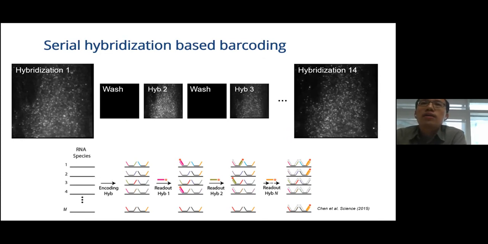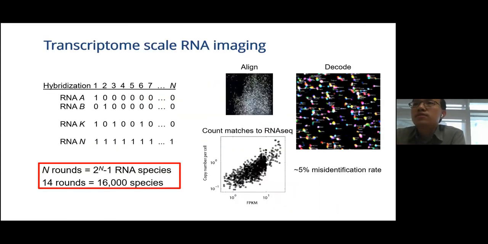The key idea to do multiplex FISH is to use serial hybridization based barcoding. So in addition to labeling the RNA with the probes, we also label different groups of RNA with readout probes so that they fluoresce in different colors. By doing this hybridization and washing cycle, and then aligning the images, based on the sequence in which they are on and off in different images, we can tell which RNA is which from the image.